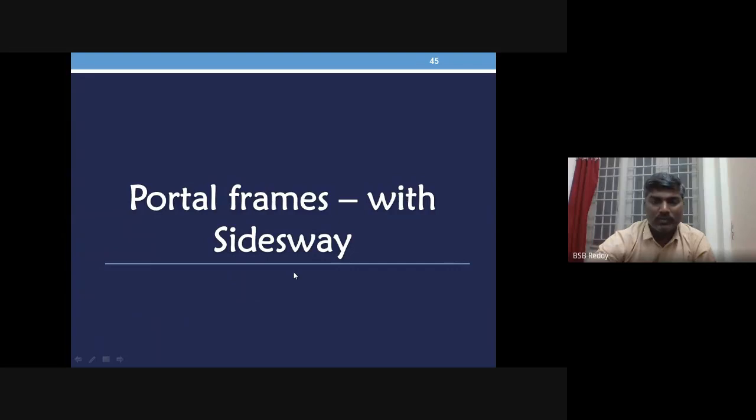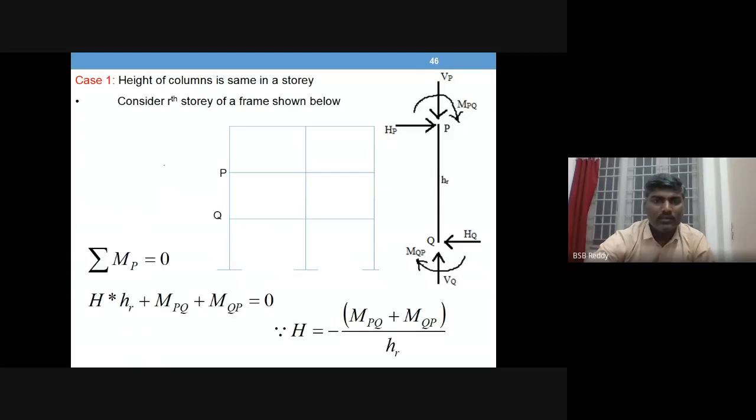This session we will talk about portal frames having sway. So how we solve portal frames having sway using Kani's method. Okay. So first let us derive the quantities which are required for the solution of the frames with sway. Then we will go for procedure and an example.